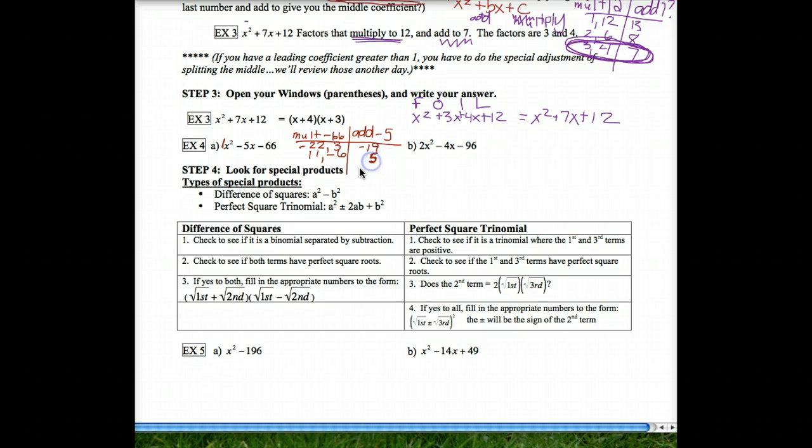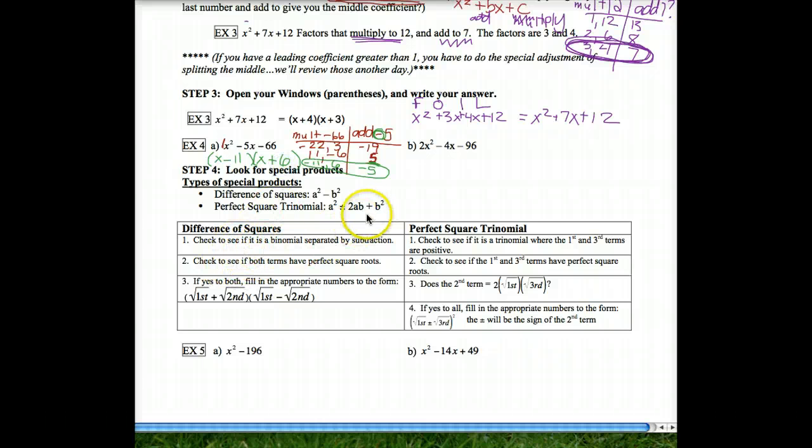Now, I did this on purpose. If you get the right number, so I've got 5, but it's the wrong sign, I need it to be negative, that means you've got the right numbers, you just need to switch the signs. So let's make this, instead of positive 11, negative 6, let's make it negative 11, positive 6. Now those multiply to negative 66, and they add to negative 5. So these are our lucky winners. So I open my parentheses, fill in my x's, and then fill in my answers. Negative 11 in one of them, positive 6 in the other.